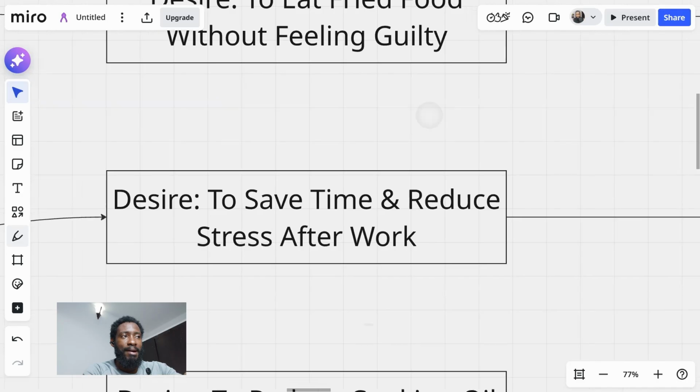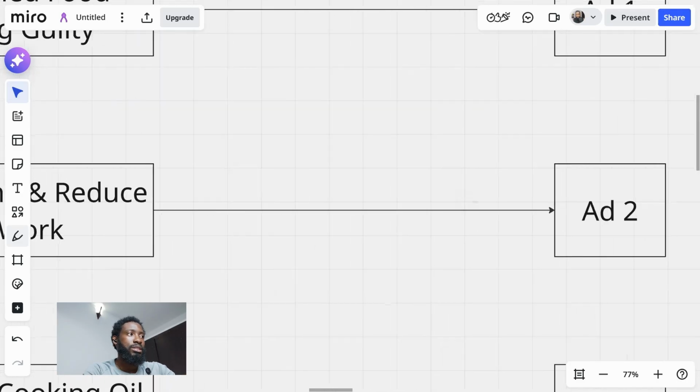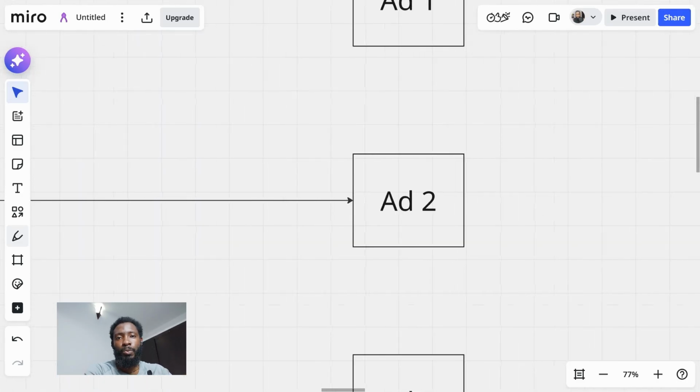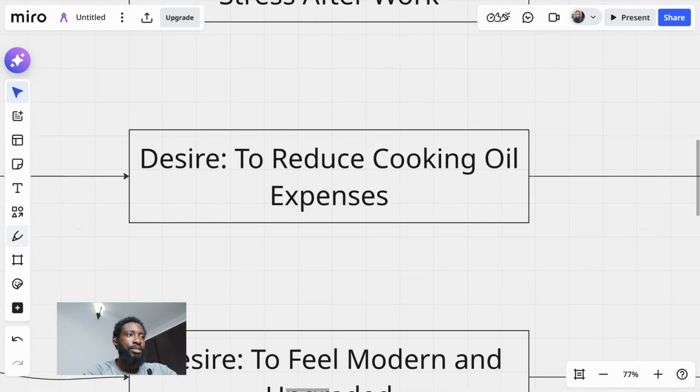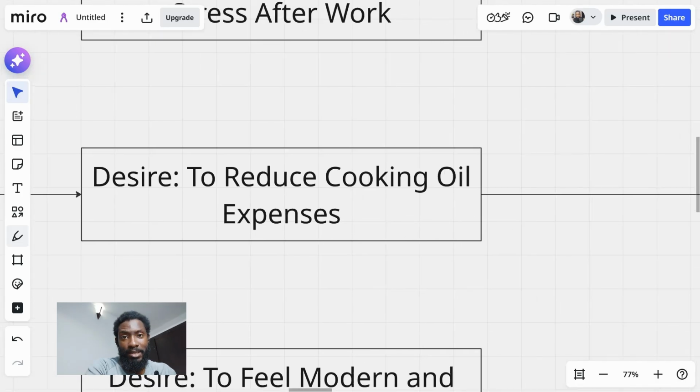So this is another marketing angle I can use, which gives me my ad creative too. So the next desire is to reduce cooking oil expenses. Have you seen the price of olive oil in the market? Cooking oil, good cooking oil is expensive. So one thing an air fryer does is to reduce heavy oil usage. Instead of using maybe a liter or maybe half a liter to cook your meal, with an air fryer you can use maybe 0.1 liter. That's what an air fryer does.